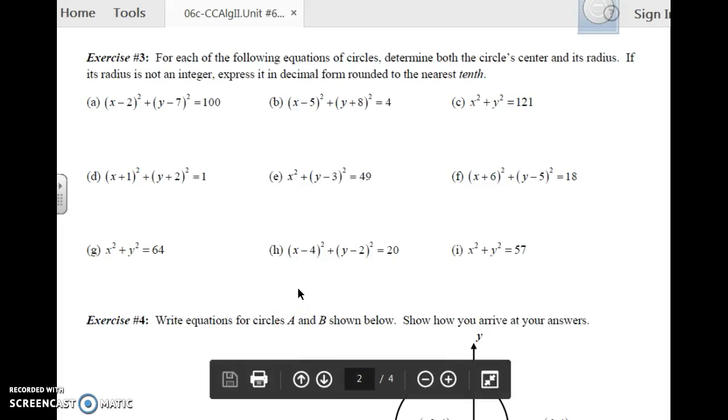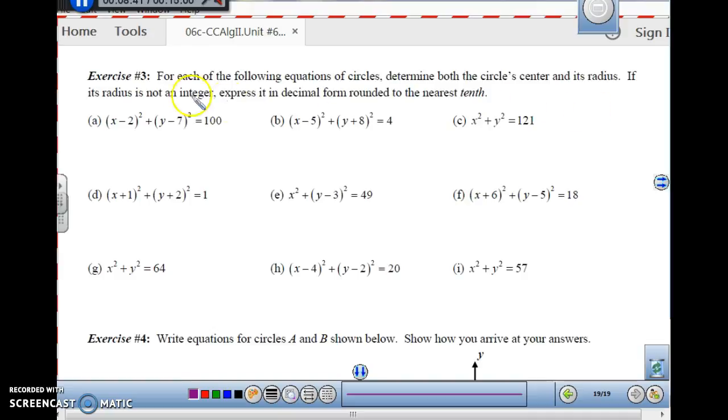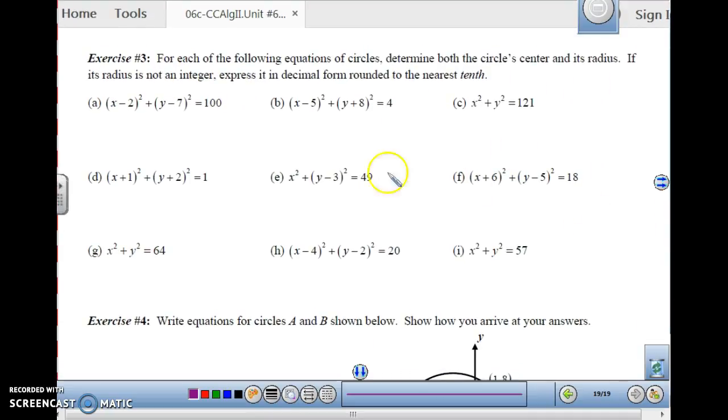All right, now let's look at the equation of the circle and figure out what the center and the radius is. We are going to determine the center and the radius, and if the radius is not an integer, it's going to be a decimal to the nearest tenth. Remember our formula, x minus h squared plus y minus k squared equals r squared. So h and k are the center, and r is the radius. Okay, x minus 2 quantity squared plus y minus 7 quantity squared equals 100.